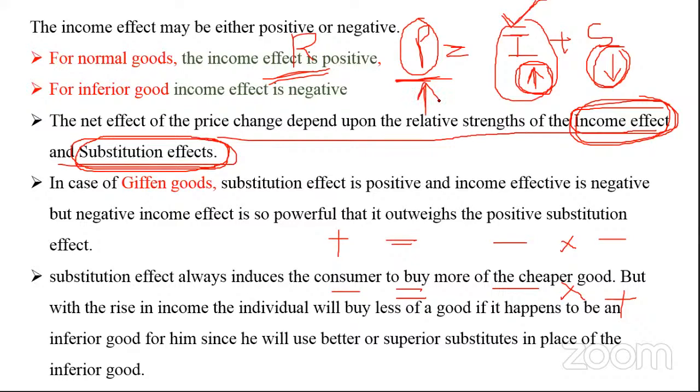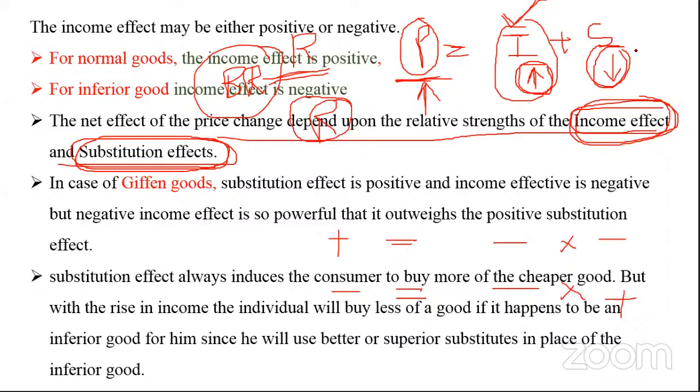For example, I am taking ragi. When the price of basmati rice falls, most of the people prefer to purchase basmati rice in place of ragi. So at that time the substitution effect plays the key role. Ragi is being substituted.